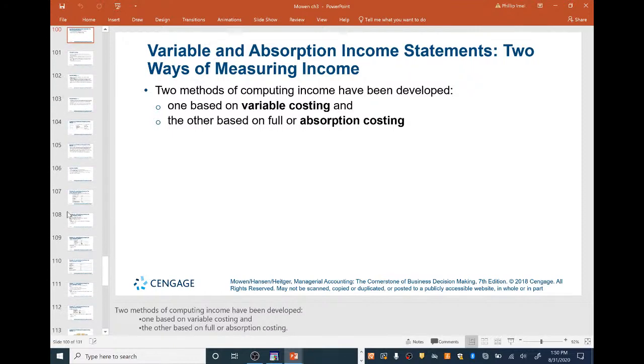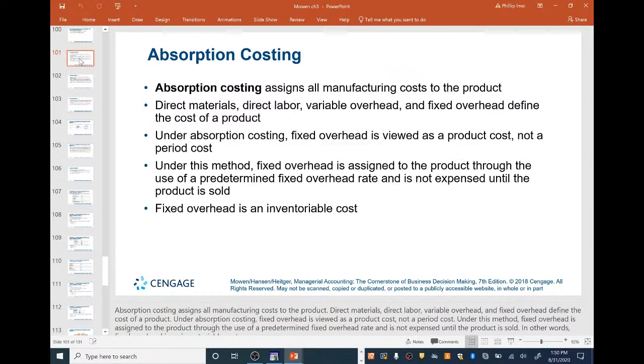Okay, let's talk about variable and absorption income statements, the two ways of measuring income. There are two methods of computing income: one based on variable costing, and the other based on full or absorption costing. Let's start with absorption costing. This assigns all manufacturing costs to the product.